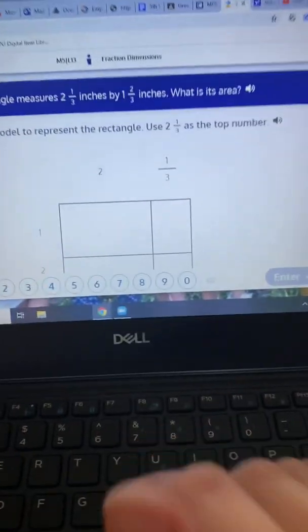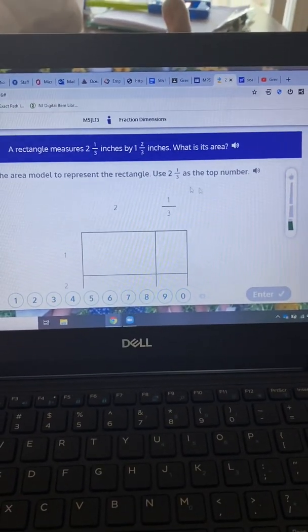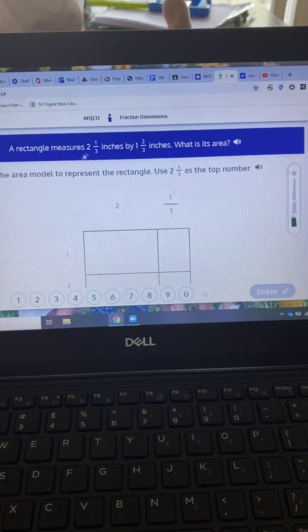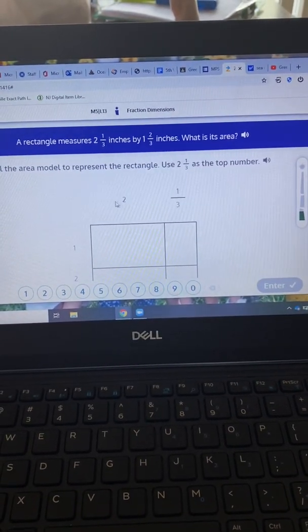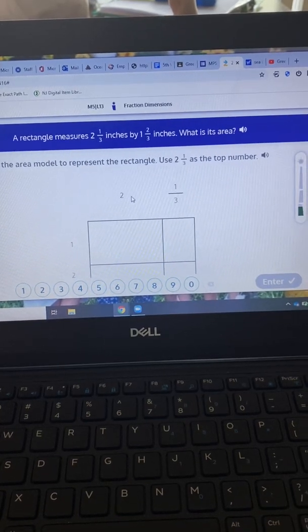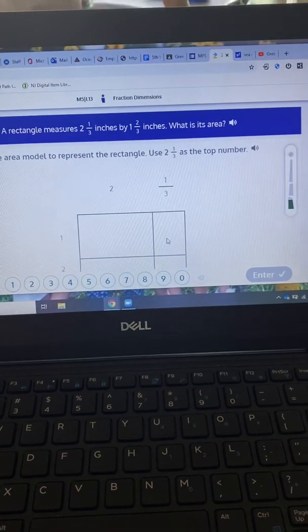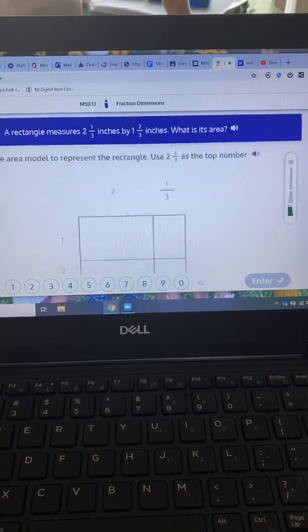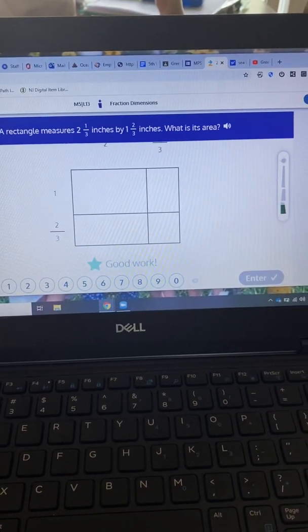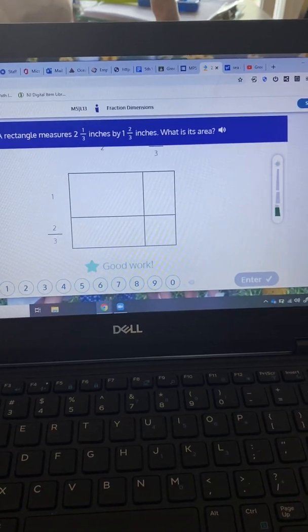So the first thing I'm going to show you on Zearn is the level 13 one, lesson 13 one. It says a rectangle measures 2 1/3 inches by 1 2/3 inches. What is the area? Use the area model to represent. Use 2/3 as the top number. So I plugged in 2 1/3, and scroll down here a little bit. Then it had me do 1 2/3 on the side. I submitted that. It said you did good.